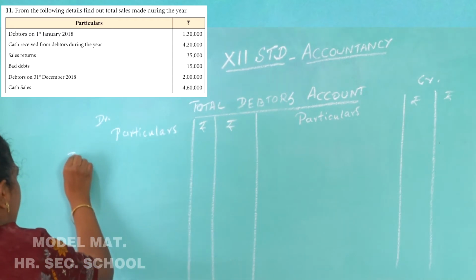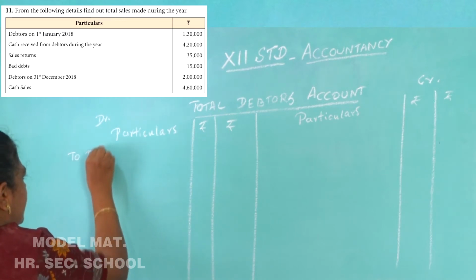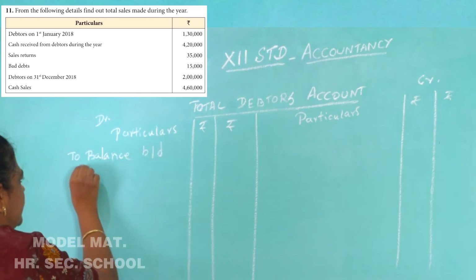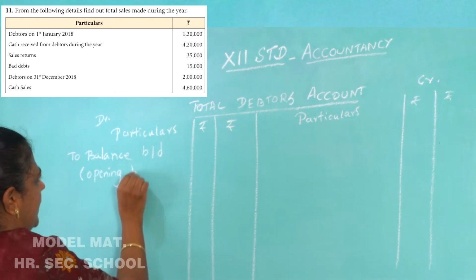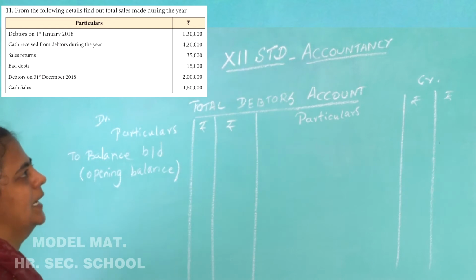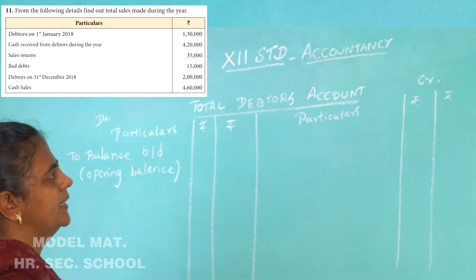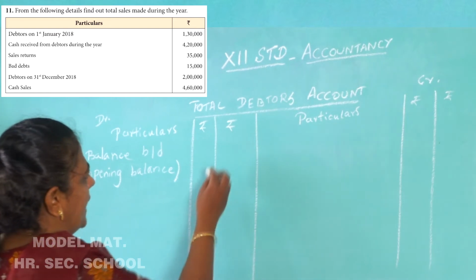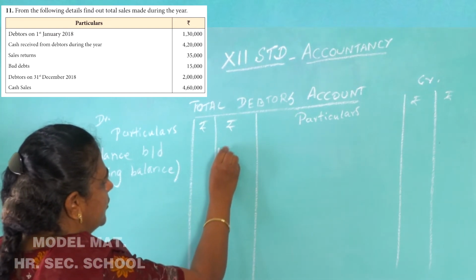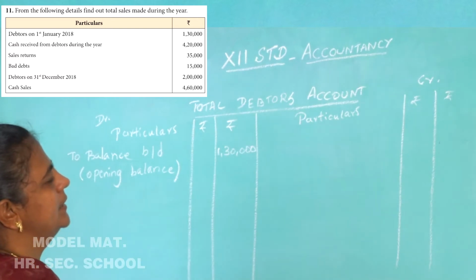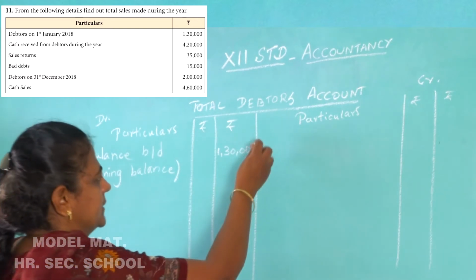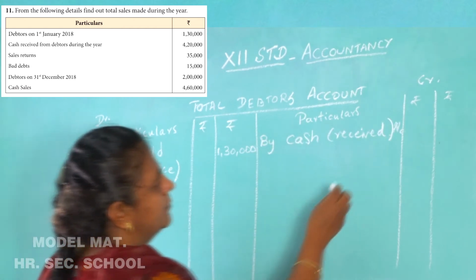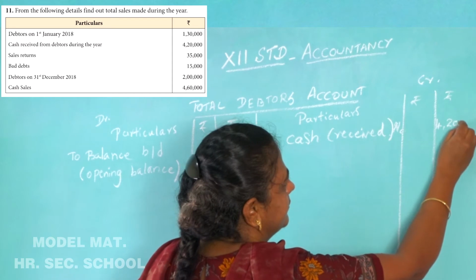So here you have to write to balance brought down. That is the first thing, first item, opening balance. So see the question. How much is the opening balance of debtors? Debtors on 1st January 2018 is 1,30,000. Opening debtors. Next item is cash received from debtors. So by cash. Cash received from debtors is 4,20,000.